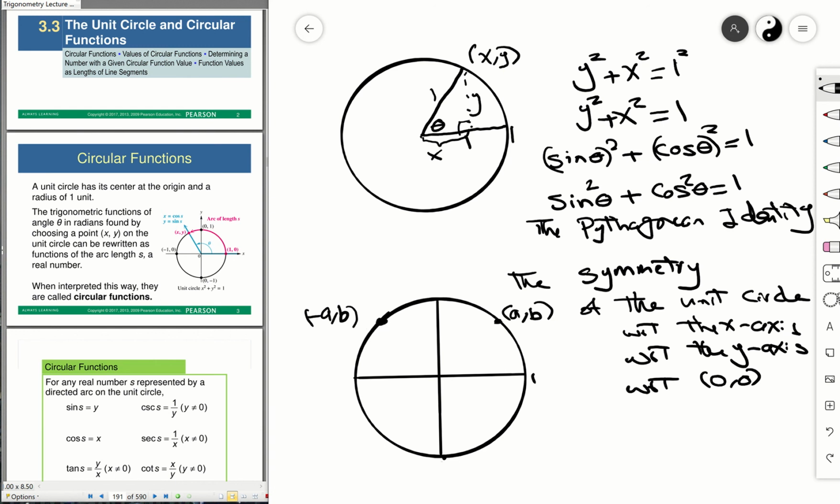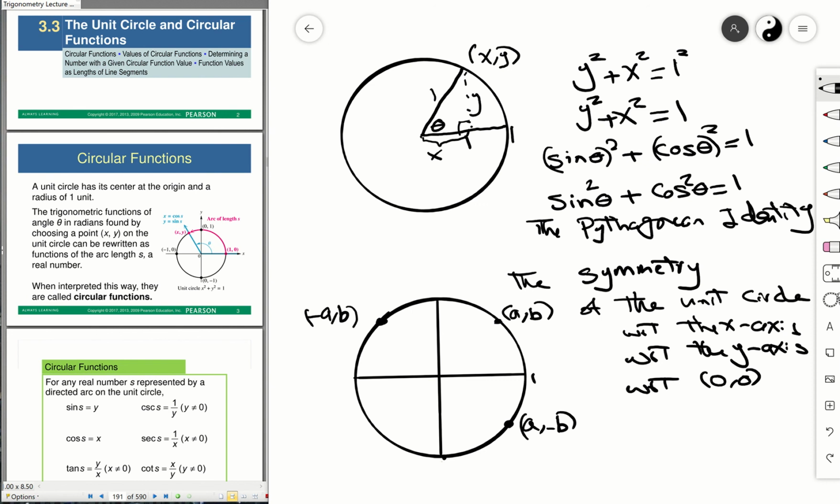And the symmetry with respect to the x-axis tells us that this point is going to be on the unit circle as well. So go ahead and pause again and try to write the coordinates of that point before you push play again. Okay, so I'm sure you guessed correctly that this should be, notice the x value is the same and the y value is just going to be the opposite. So A, negative B, because y values are negative down here.